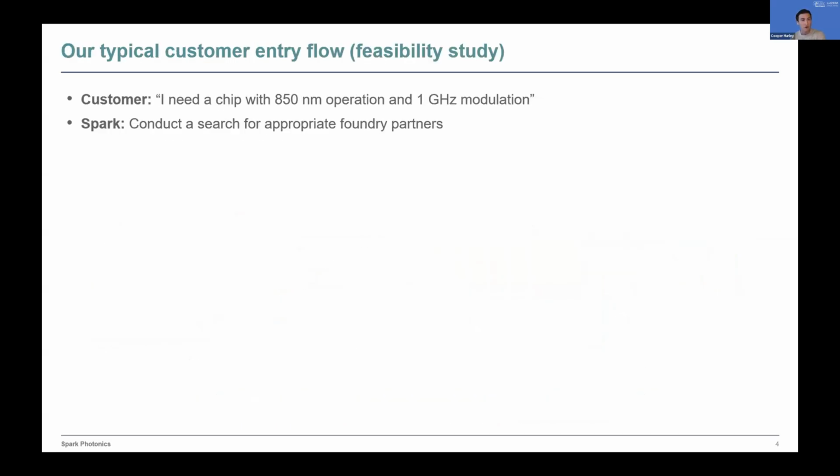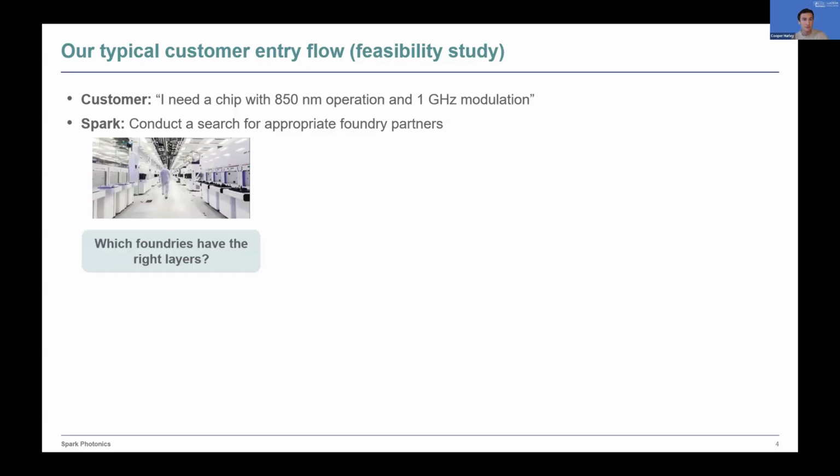So I'll next walk you through the typical customer entry flow here and maybe give a little more insight as to how we leverage foundry PDKs in our standard day-to-day operations. So say a customer comes in with what they need. In this case, it would be a chip that operates at 850 nanometers with 1 gigahertz modulation.